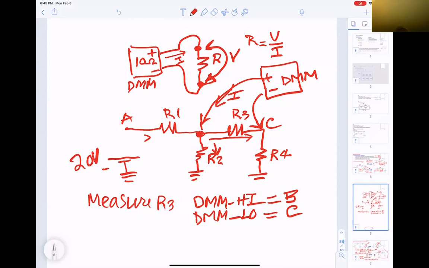Hey, Mr. Pham. So basically, that's why in electronics, engineers and veteran technicians always say you need to take voltage drop readings to get what you want. Is that correct? You have to take voltage drops to get what you want. Is that correct? Yeah.